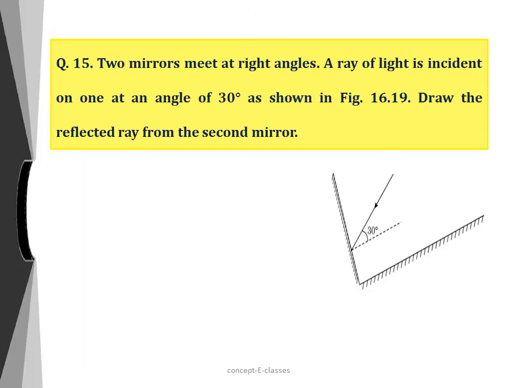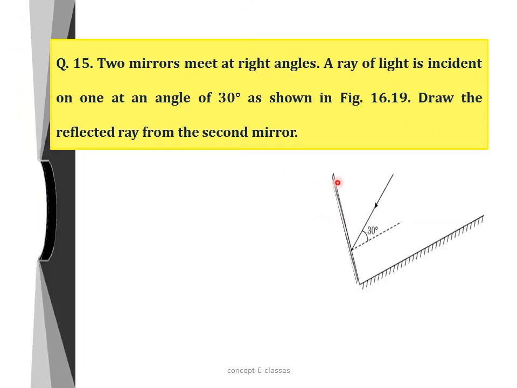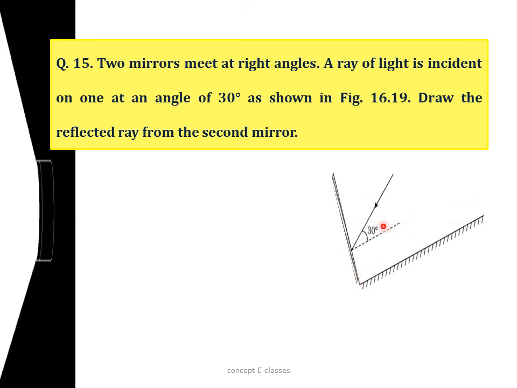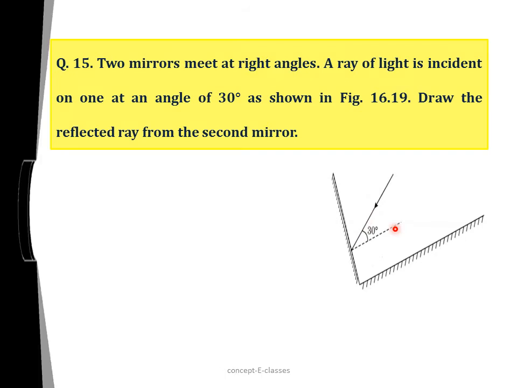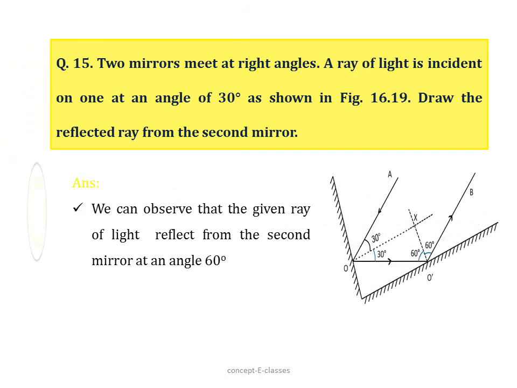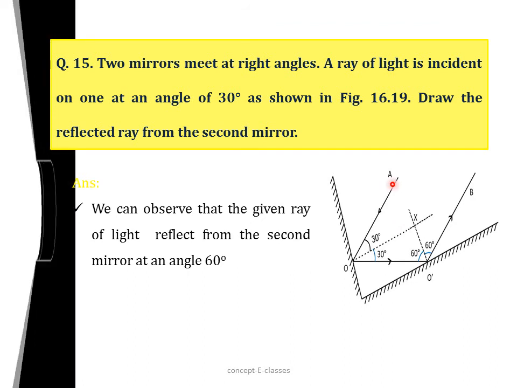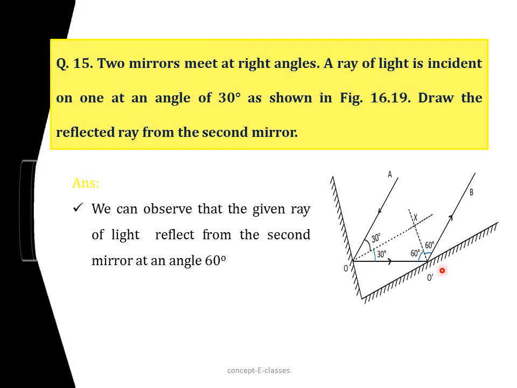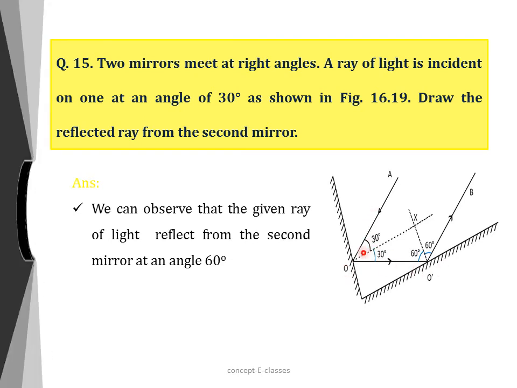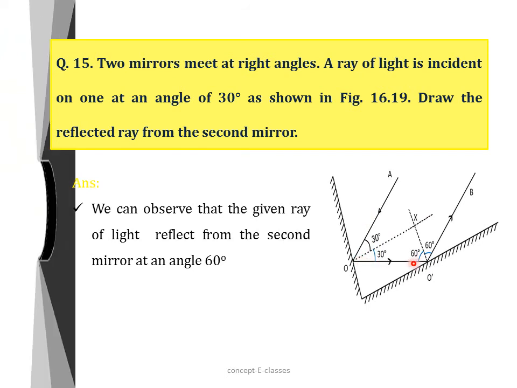Question number 15. Two mirrors meet at right angles and a ray of light is incident on one at an angle of 30 degree. Now draw the reflected ray from the second mirror. So let's see how we can draw. So here an incident ray at the point O is reflected and it makes an angle of 30 degree, as the angle of incidence is equal to the angle of reflection.